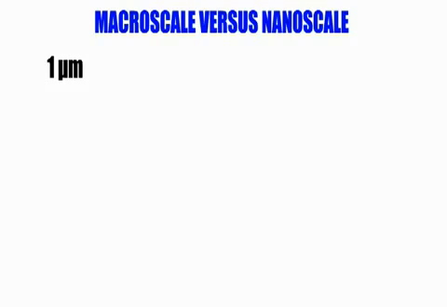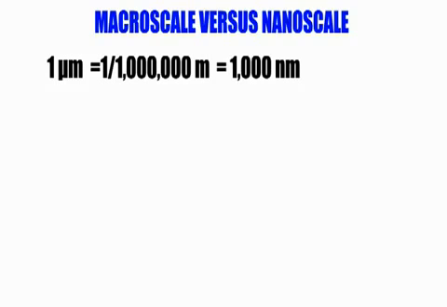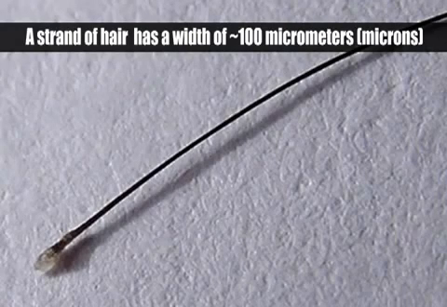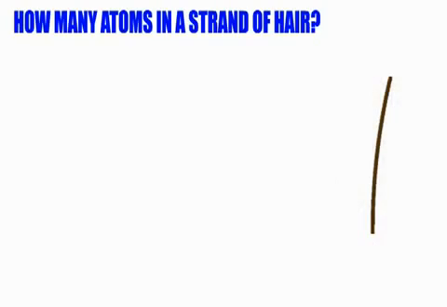A micrometer, or a micron, is 1/millionth of a meter, or 1,000 times bigger than a nanometer. To give you a better idea of scale, the width of a human hair is typically around 100 micrometers, or 100,000 nanometers in diameter. How many atoms are in a strand of hair? Well, let's figure it out.